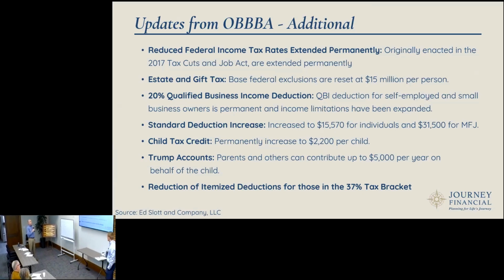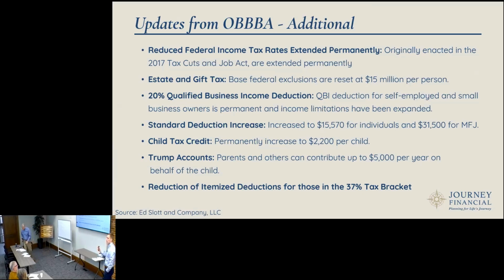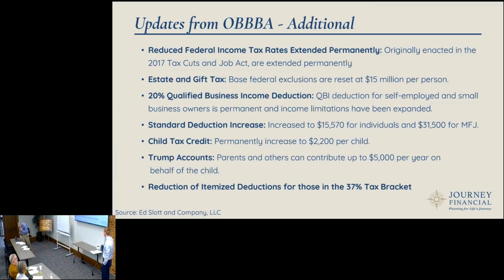Standard deduction increase, just pretty modest, but we did see that go up a little bit for individuals and married couples. The child tax credit was made permanent with an increase from $2,000 to $2,200. So a nice thing for folks with kids who do qualify.